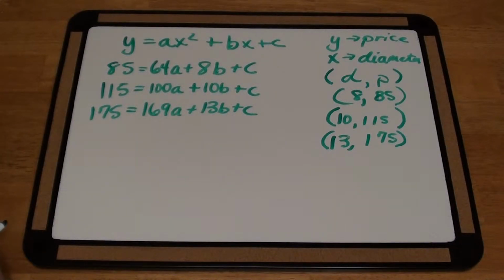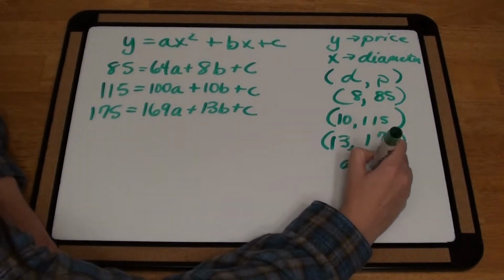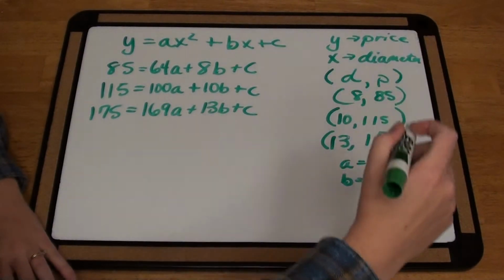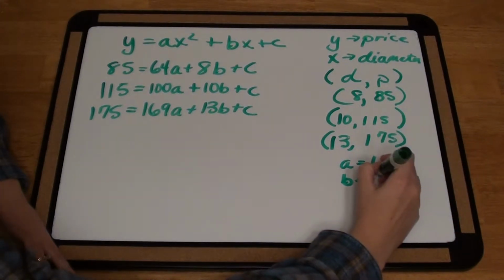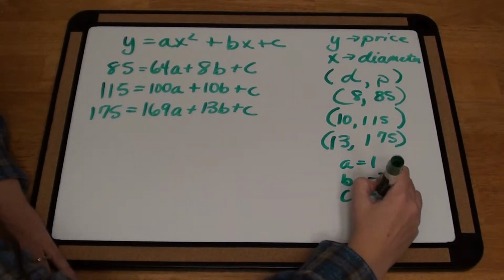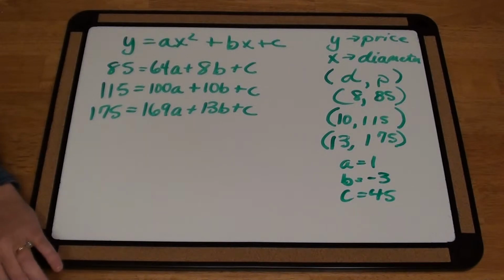And we would need to solve this like we did in the previous section. But because this problem is so long, I'm going to assume that you understand how to solve these 3 equations and these 3 unknowns. I'm just going to go right with the answer here, that A is 1, B is -3, and C is 45. So there's our equation.